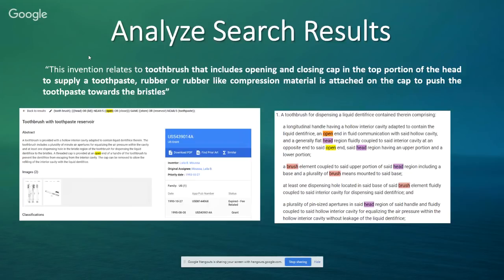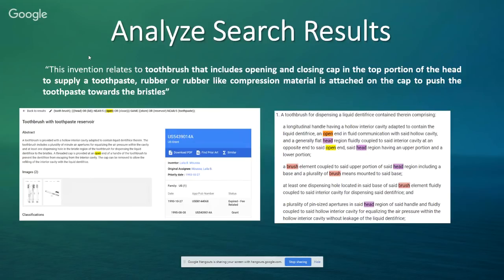So if I just have to read out the claim to understand if this is a relevant hit: a toothbrush for dispensing a liquid dentifrice contained therein, comprising a longitudinal handle having a hollow interior cavity adapted to contain the liquid dentifrice, an open end in fluid communication with said hollow cavity. So you see that the relevant keywords are highlighted, coupled to said interior cavity at the opposite end to said open end, and the said head region having an upper portion and a lower portion.